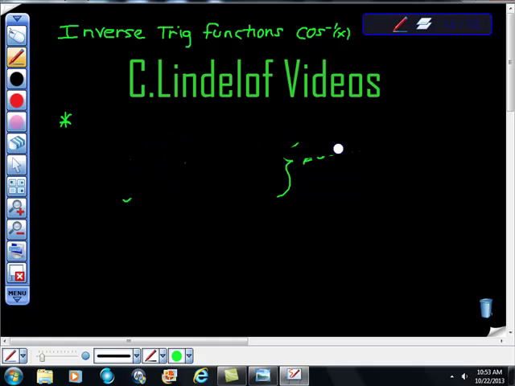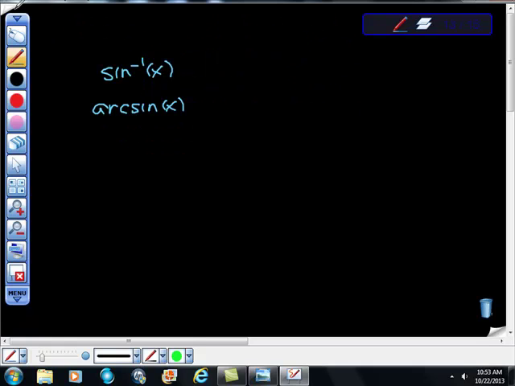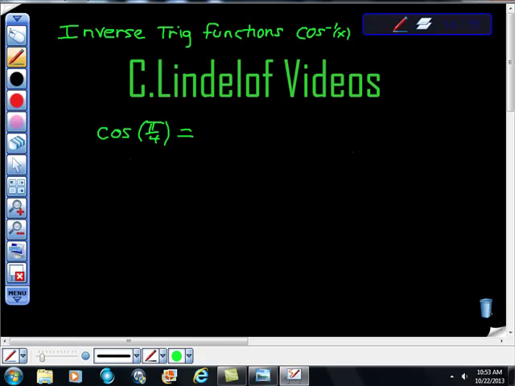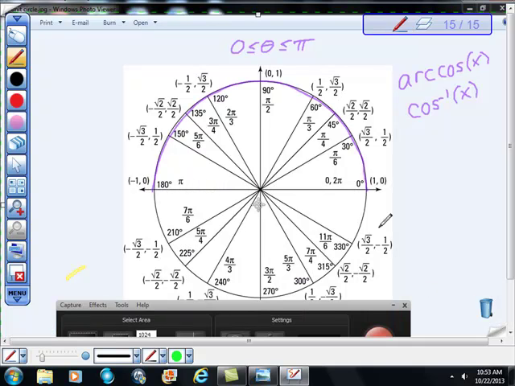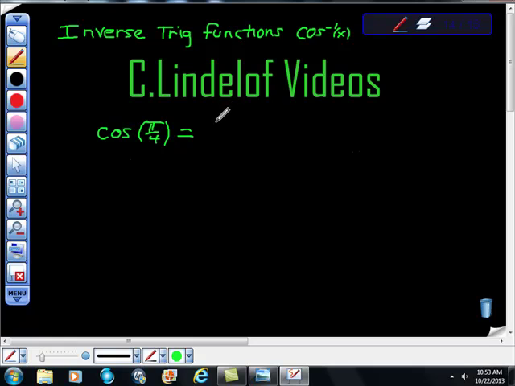So here's some really important stuff about this. I'm going to start off by saying some stuff that we know. Say cosine of pi over 4 is equal to, go to my unit circle, go to pi over 4, find the cosine value right there, and it was equal to square root 2 over 2.